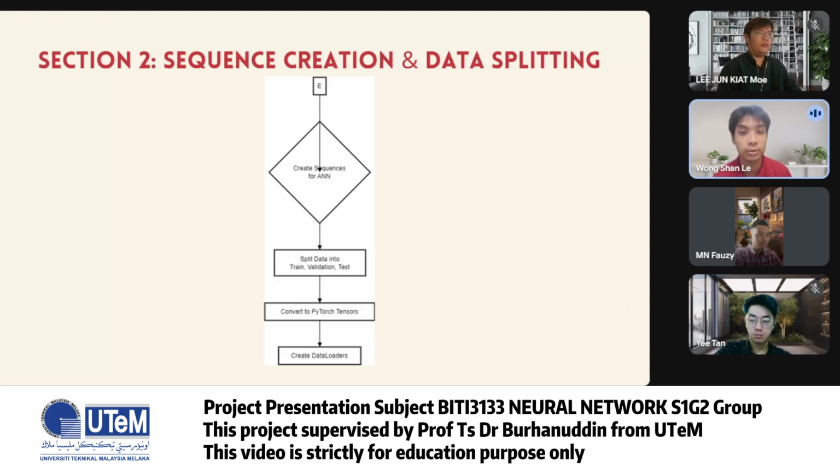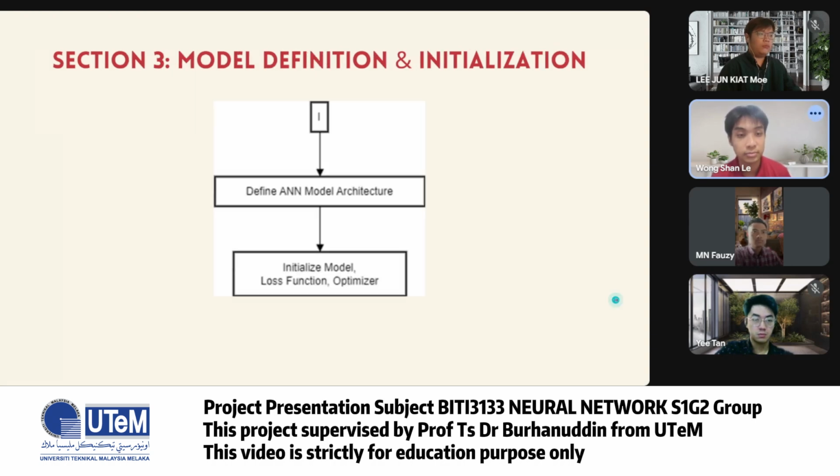So session 2 is sequence creation and data splitting. First we create the sequence for the neural network architecture and split the data into train, validation, and test data. Convert to PyTorch tensors and create the data loaders. Session 3 is model definition and initialization. Define the ANN model architecture and initialize the model, loss function, and optimizer.